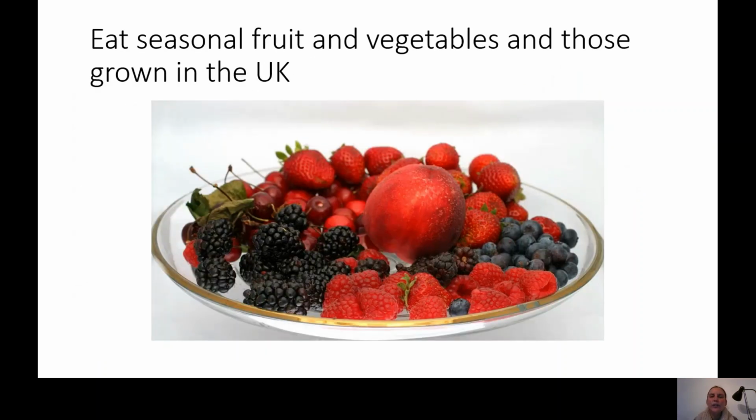Eat seasonal fruit and vegetables and those grown in the UK. I'm going to give you 10 seconds to have a little think about why do you think this is important?